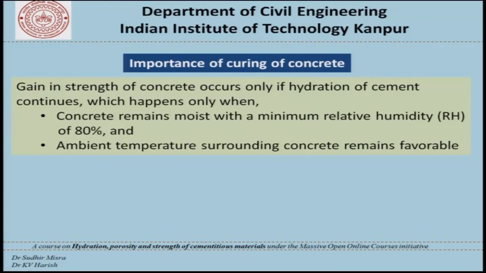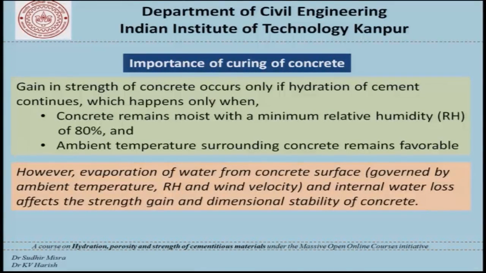As far as the importance is concerned, the gain in strength of concrete occurs only if hydration of cement continues, which happens only when concrete remains moist with a minimum relative humidity of 80% and ambient temperature surrounding the concrete remains favorable. We must remember that evaporation of water from the concrete surface, which could be governed by factors such as ambient temperature, the relative humidity and the wind velocity, and internal water loss affects the strength gain and dimensional stability of concrete.